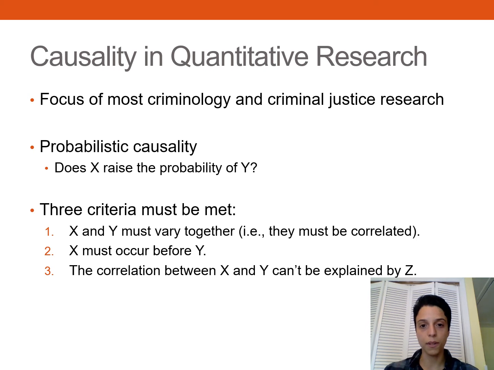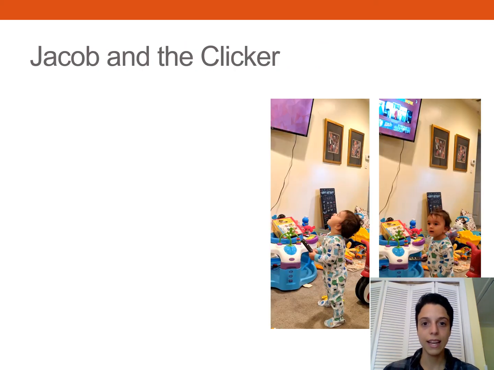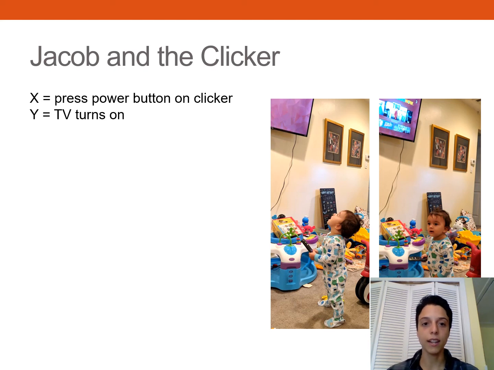But first, I want to give you an example that I think makes these ideas a little bit more concrete. And the great thing about babies is that they're always learning about the world, and so they have to engage in their own kind of research. And these pictures are of my son when he was 1 year old. He's 3 now, but he learned how to use a clicker when he was 1 to turn the TV on. And I watched him go through each of these different stages to figure out that pressing the power button on the clicker causes the TV to turn on. So we're going to call our cause pressing the power button on the clicker, and our effect the TV turning on. So we have our X and our Y here. And so we'll talk about the criteria that needed to be met in order for him to establish that pressing the power button on the clicker turns the TV on.